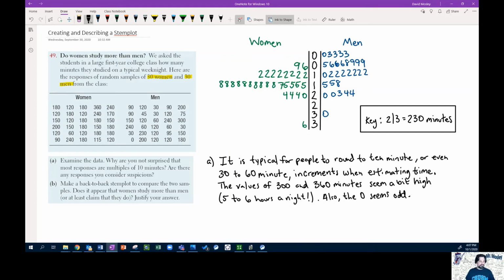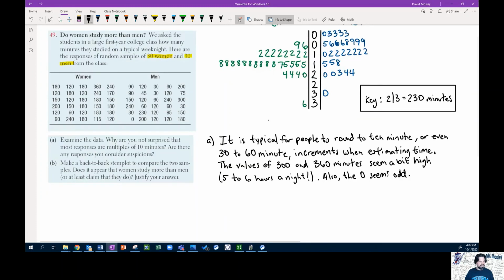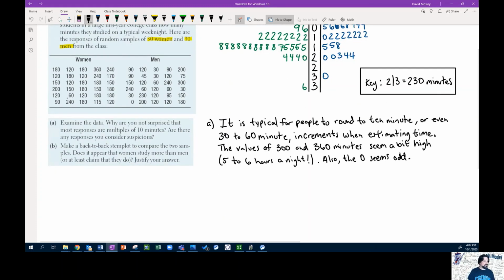Right? Now we need to answer, does it appear that women study more than men? We haven't been asked to describe this distribution. We don't need to do the shape, center, spread, and all that. It's just asking us to answer a question. Right? Does it appear that women study more than men? At least claim that they do. Justify your answer. So, let's put together an answer here based on our data.